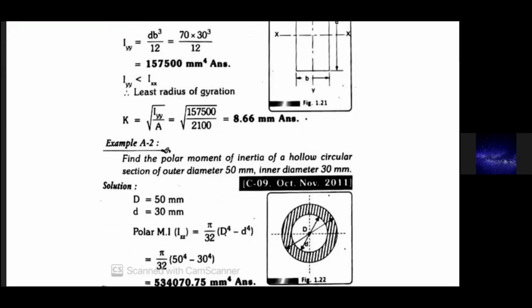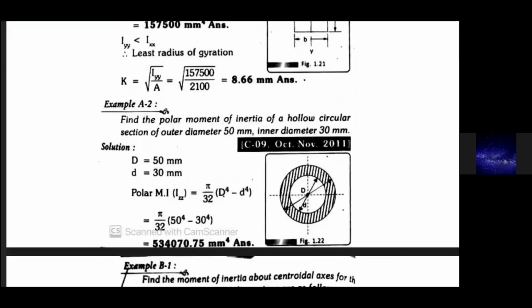Next, find the polar moment of inertia of a hollow circular section of outer diameter 50 mm and inner diameter 30 mm. Okay. First, you have to write the given values. Outer diameter capital D is equal to 50, inner diameter small d is equal to 30 mm. Here we have to find the polar moment of inertia. So what is polar moment of inertia? It is nothing but the moment of inertia of a section about the normal axis, that is about the ZZ axis. Izz we have to find.